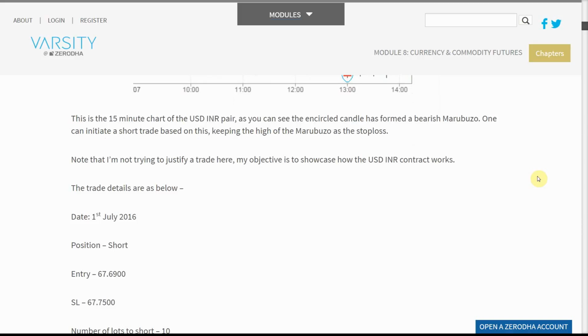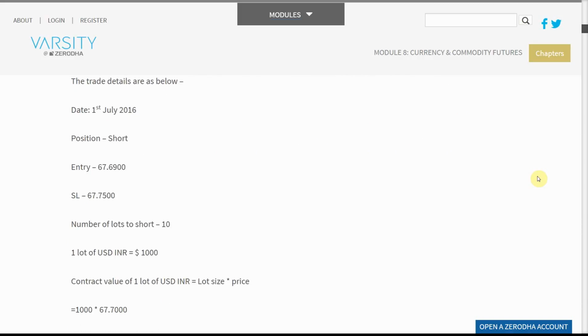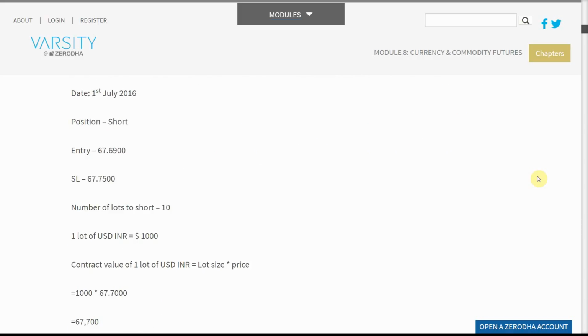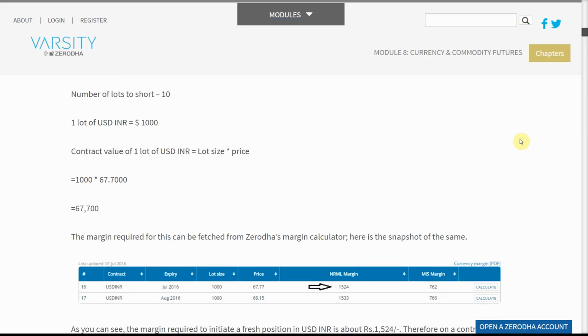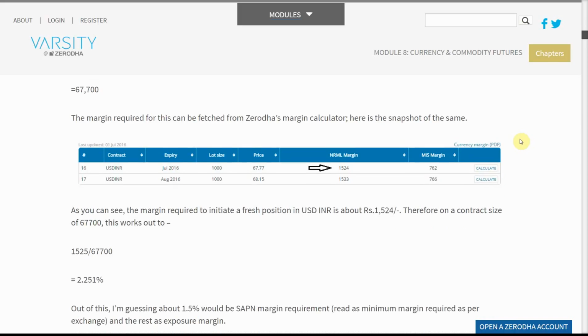The trade details are as below. Date: the 1st of July 2016. Position: short. Entry: 67.6900. SL: 67.7500. Number of lots to short: 10. One lot of USD-INR equals $1,000. Contract value of one lot of USD-INR equals lot size * price equals 1,000 * 67.7000 equals 67,700.